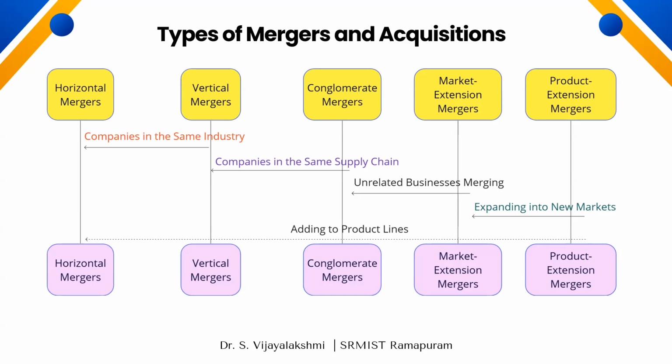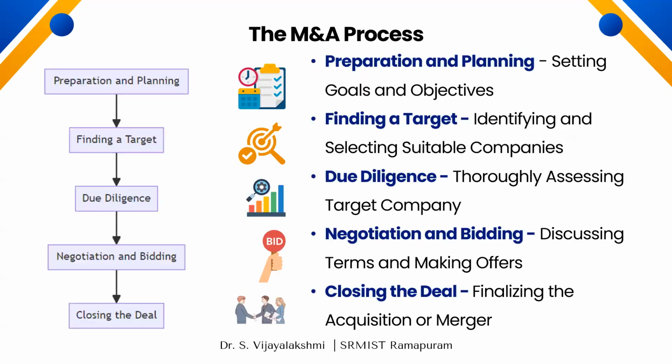As we delve into these types, we will better understand how companies leverage M&A as a tool for growth, expansion, and consolidation in various industries. In this segment, we will break down the merger and acquisition process into its fundamental stages. This process is intricate and requires careful planning and execution. Understanding each step is crucial for anyone looking to navigate the complex world of M&A.